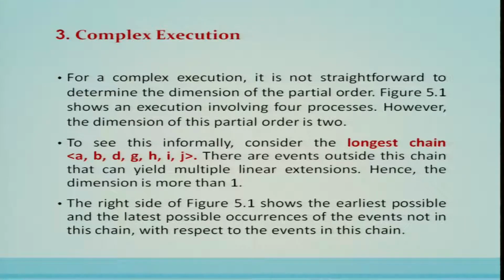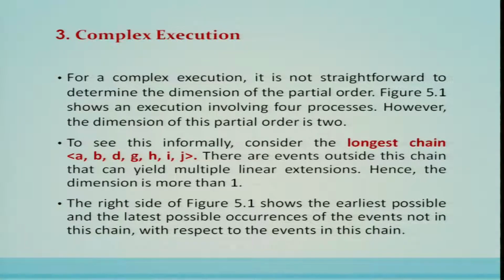So we are going to see another example of a complex execution. In a complex execution, determining the dimension of a partial order is not going to be straightforward. Figure 5.1 shows an execution of 4 processes. However, the dimension of this partial order is going to be 2. That is, a vector clock of size 2 is good enough to provide the strong consistency property among the 4 processes in this particular example. To see this informally, let us consider the longest chain A, B, D, G, H, I, J. There are events outside this chain that can yield multiple linear extensions, hence the dimension is more than 1.